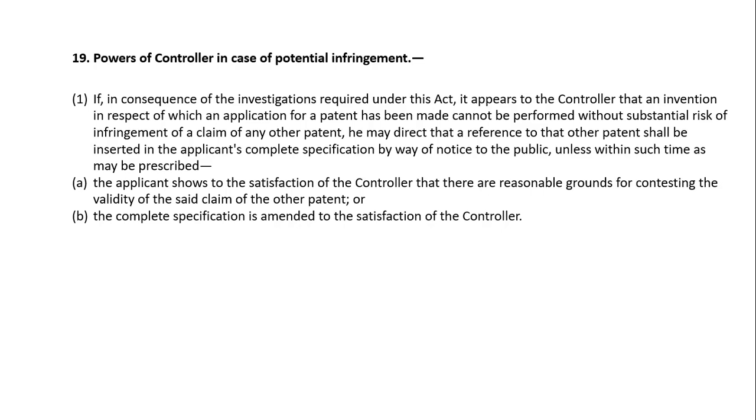A says that the applicant shows to the satisfaction of the controller that there are reasonable grounds for contesting the validity of the said claim of the other patent. And B says that the complete specification is amended to the satisfaction of the controller. Now you have to make the reasonable grounds for how your invention is different from the particular application, or for the satisfaction of the controller you have to amend your application.